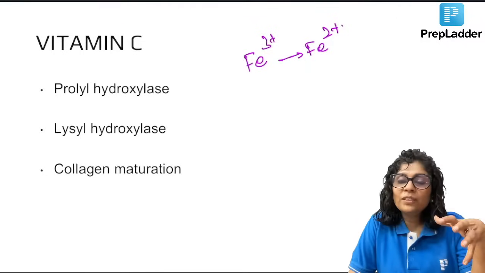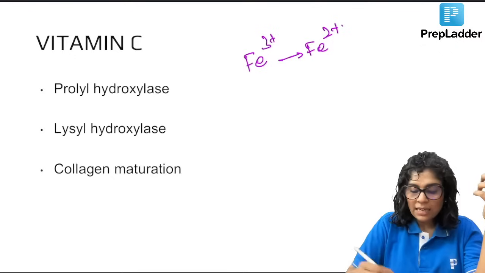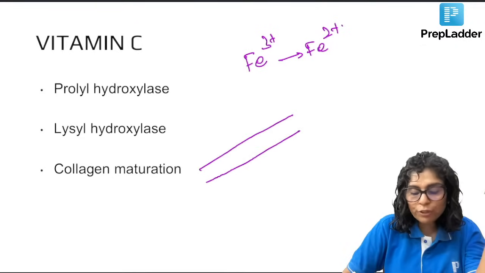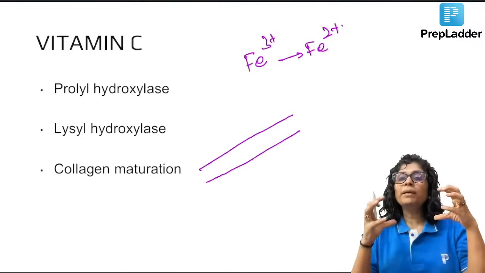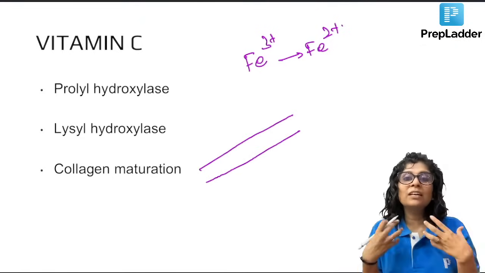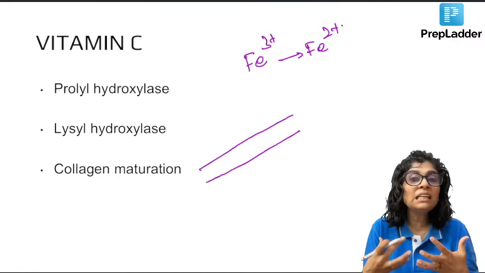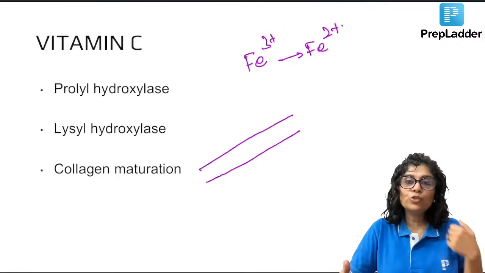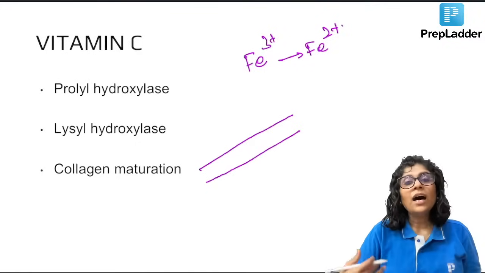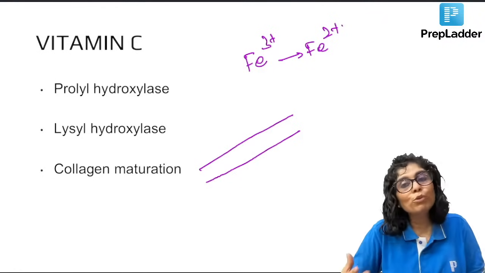What will happen whenever there is collagen maturation defects? The subendothelial connective tissue becomes weaker. When the subendothelial connective tissue is weaker, there will be multiple sites wherein bleeding is observed. And that is why you see bleeding gums. Apart from that, what do you see in bones, right?